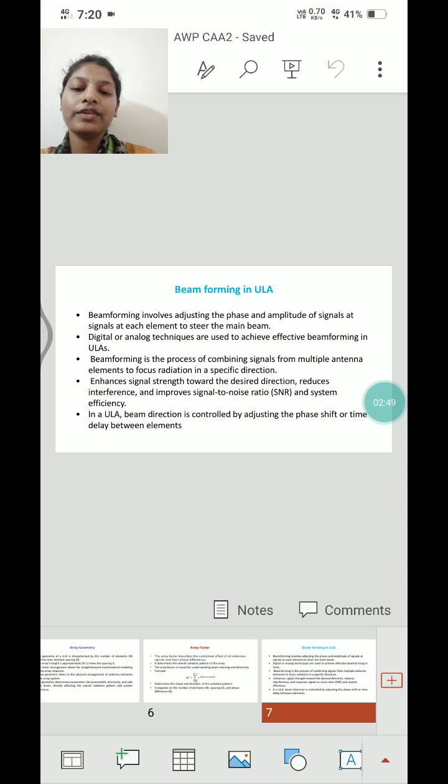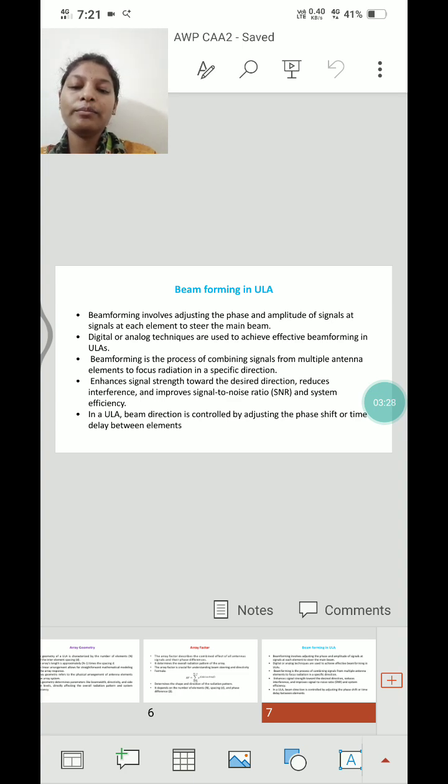Next, beamforming in ULA. Beamforming involves adjusting the phase and amplitude of the signals at each element to steer the main beam. Digital or analog techniques are used to achieve effective beamforming in ULAs. Beamforming is the process of combining signals from multiple antenna elements to focus radiation in a specific direction. It enhances signal strength toward the desired direction, reduces interference, and improves signal to noise ratio and the system efficiency.